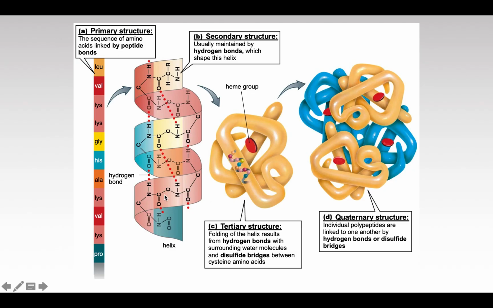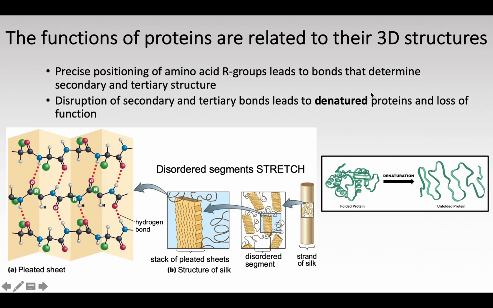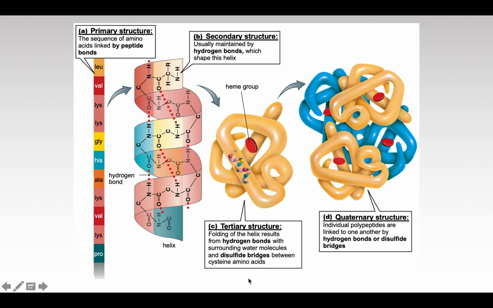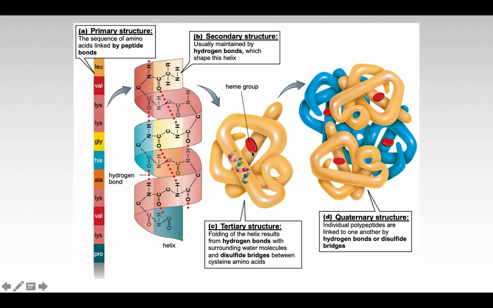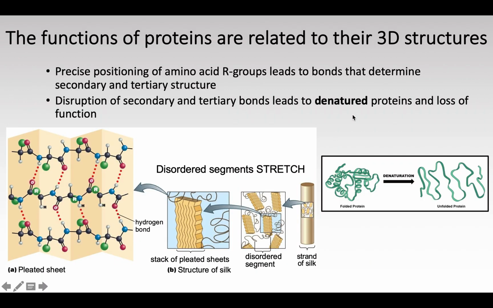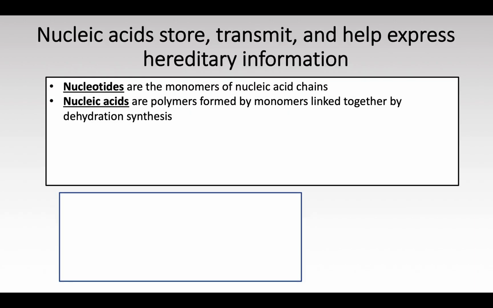So primary, secondary, again, these are hydrogen bonds of the backbone. Tertiary, held together by R groups. In particular, these can be disulfide bridges as well in the tertiary and quaternary structure. Function is directly dictated by structure of proteins.